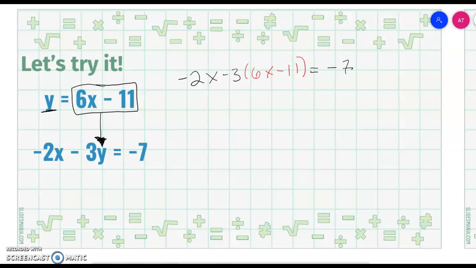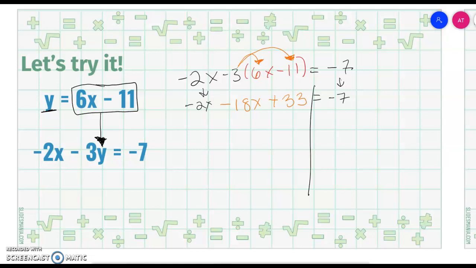So just like any other equation that we've been dealing with, make sure you distribute. So negative 3 times the 6 is going to give me a negative 18x. And the negative 3 has to go to the negative 11. They're both negatives, so it's going to equal positive 33. And I didn't do anything to this negative 7 or this negative 2x. So bring them straight down so everything is in line.